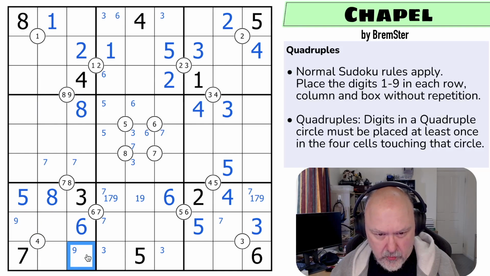This can't be a 4. So what could this be? 1, 2, or 9 only. And it can't be a 2. This is only a 1 or a 9. So 2 in here is down here as well.